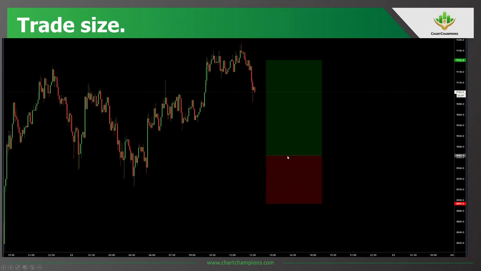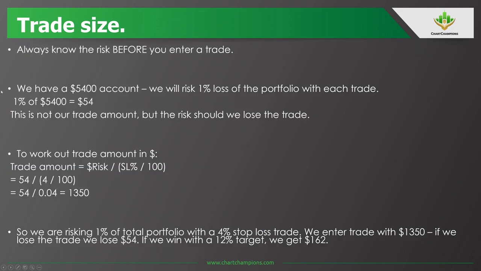But then, to work out our position size: once we've worked out the setup, we realize where our entry and our stop loss are, but how many dollars are we placing at the entry? This is the formula. We have $5,400 inside of this account. Again, you might only have $50 or you might have $50,000. This section is going to be different for everybody, but the formula is the same.